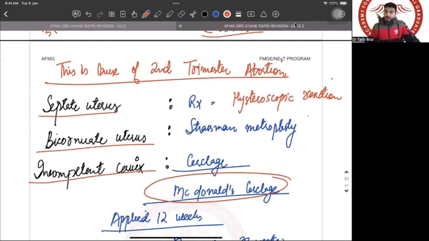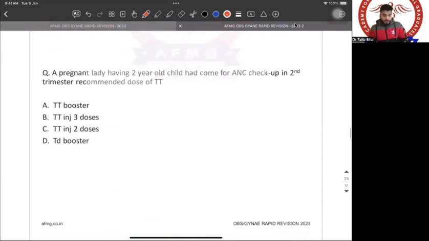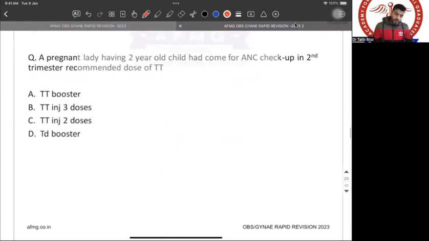Okay, and in the workbook I've already given the pictures of those septate uterus, bicornuate uterus. Go through those pictures, guys. Enough. A pregnant lady having a 2-year-old child had come for antenatal checkup in the second trimester. Recommended dose of tetanus toxoid.